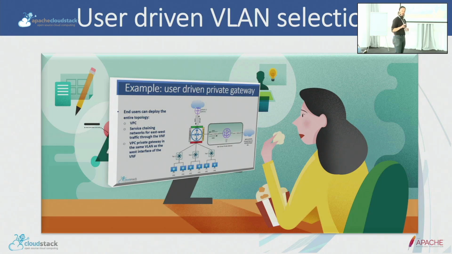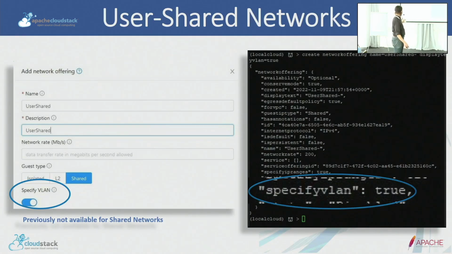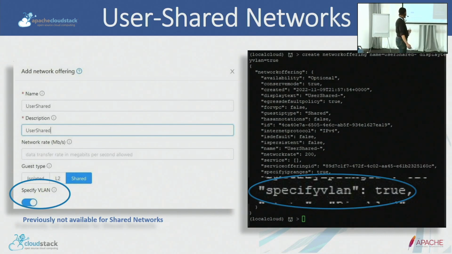So to enable that, we have a new concept in CloudStack called associated networks, which is about empowering the end user while cutting overheads for the operator. So we have the mic, which is what probably most of you know, and represents the power. So that's how it looks when you create a network offering. On shared networks, previously you couldn't specify VLAN. Now you can.